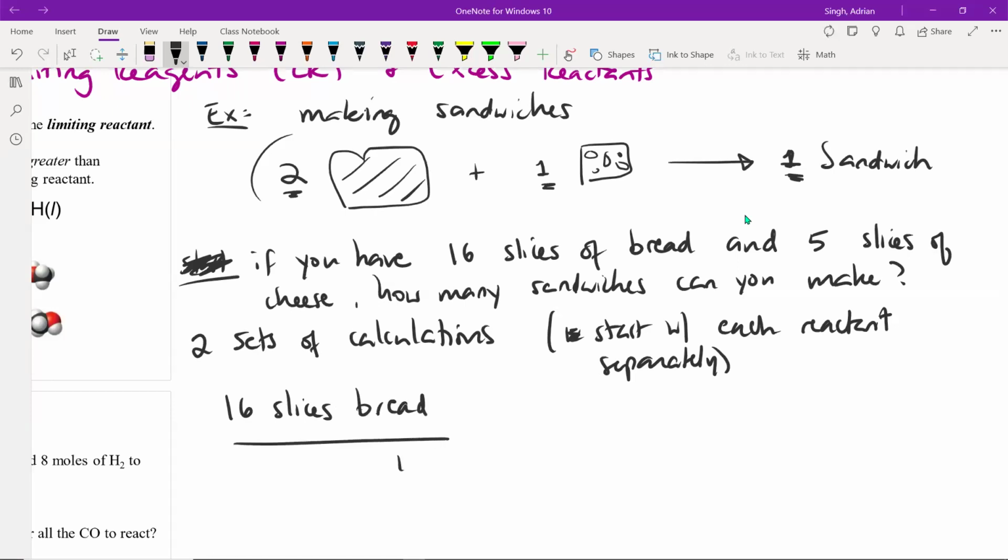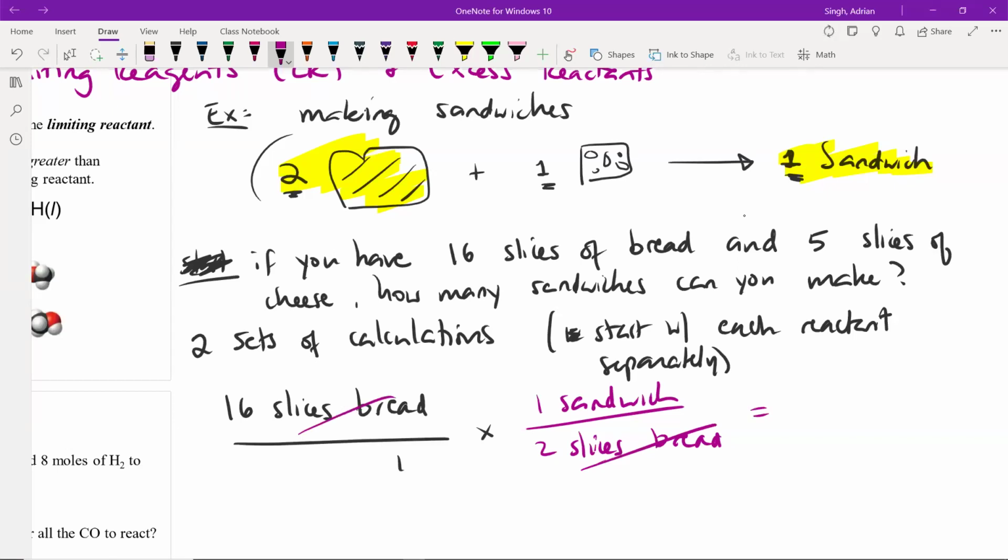Put that over 1. And then according to my ratio from this balanced equation or from this recipe, 2 slices of bread are used to make 1 sandwich, right? So that's a ratio, and I can insert this here. I can say 2 slices of bread, put that on the bottom, because I want to figure out how many sandwiches I can make, are used to make 1 sandwich. Okay, slices of bread go away. Obviously now, if I just look at the slices of bread, I can make 8 sandwiches.